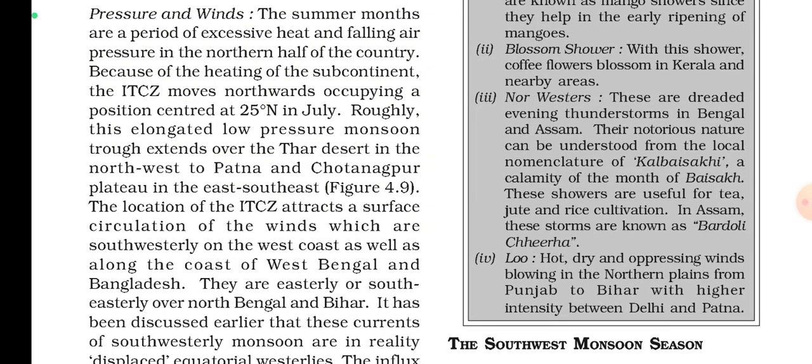Pressure and winds. The summer months are a period of excessive heat and falling air pressure in the northern half of this country. Because of the heating of the subcontinent, the ITCZ moves northwards, occupying a position centered at 25 degrees north in July. Roughly, this elongated low-pressure monsoon trough extends from the Thar Desert in the northwest to Patna and the Chotanagpur Plateau in the east-southeast.